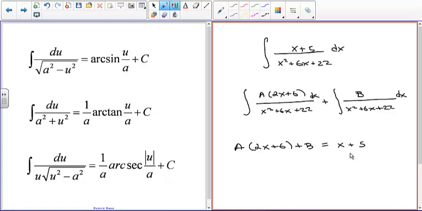So this is what we have. This is where we want to get to. So what are a and b to make this happen? Well, if we multiply it out, you'll get 2ax plus 6a plus b is equal to x plus 5.